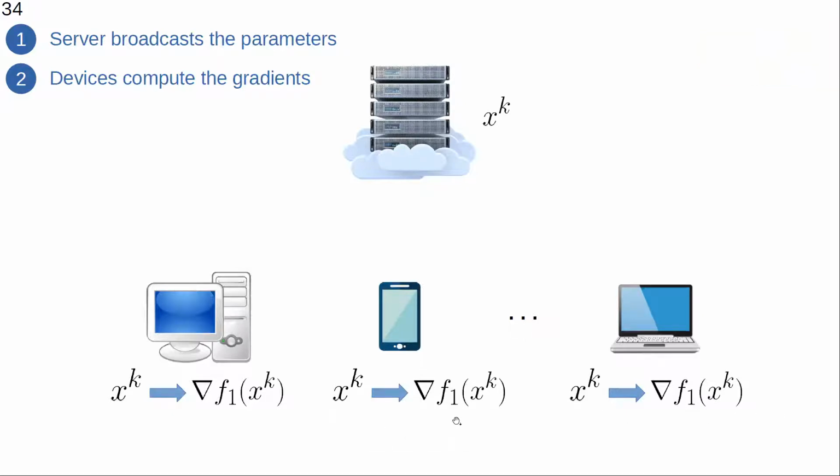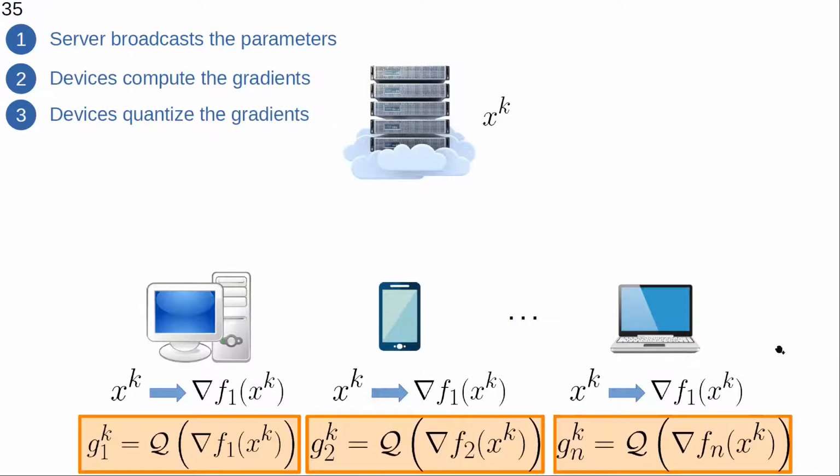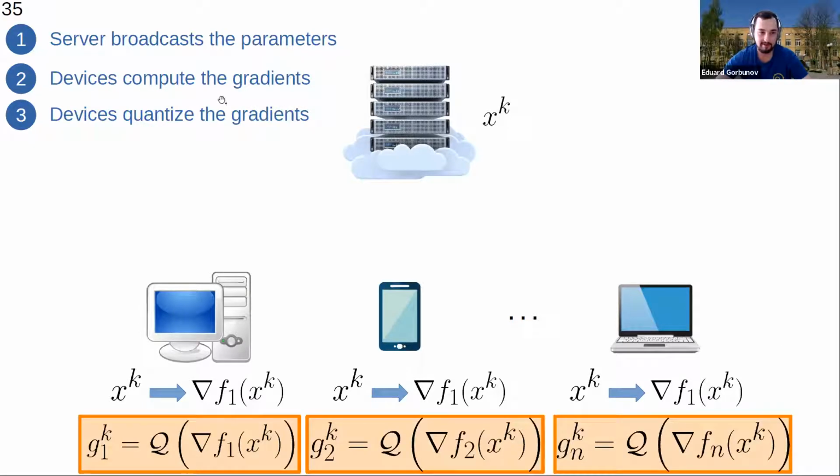Well, you're just assuming the homogeneous data setup, right? Implicitly. No. Okay, it's just a typo. So here devices compute the gradients using only their own data. So here it should be nabla f2 of xk, and here nabla fn of xk.